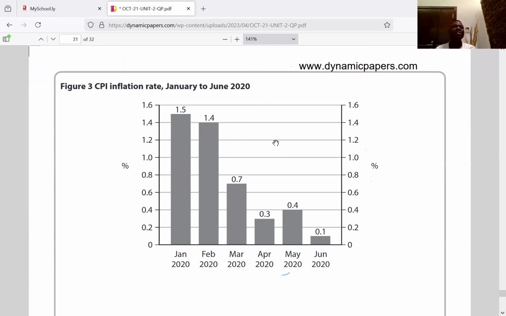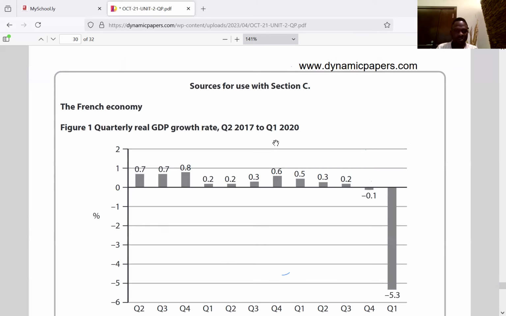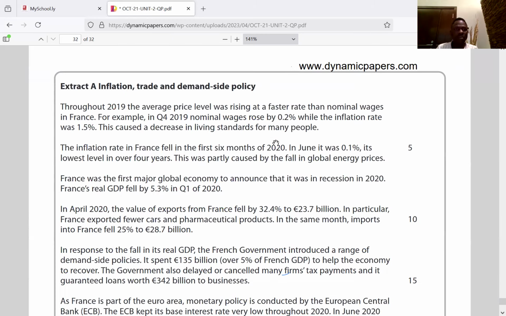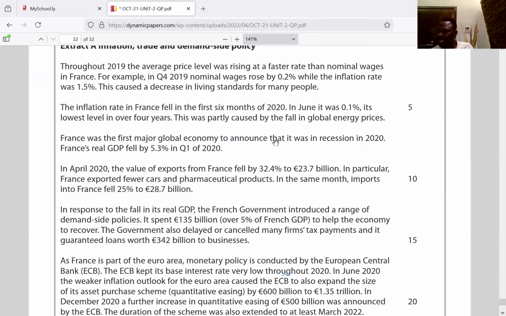Inflation rate is the annual percentage change in the price level of a given economy, like France. So extract A, we have the extract A. Based on extract A, it shows that the inflation rate was 1.5%. It's in the extract already, in the third line. So I wrote that extract A shows that the inflation rate was 1.5%.